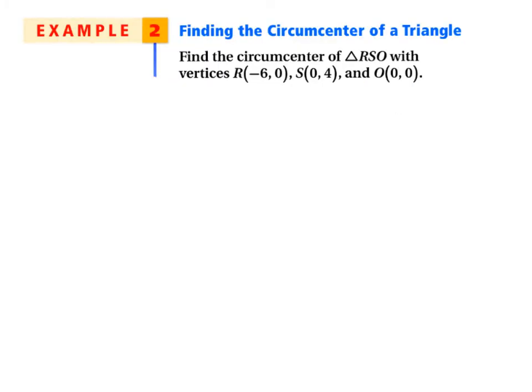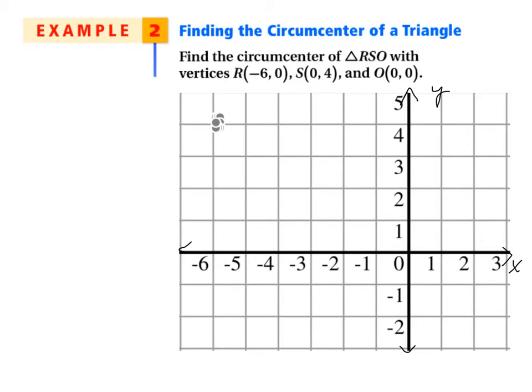Example number 2, finding the circumcenter of the triangle. I want to find the circumcenter of triangle RSO with vertices, and they give you the vertices. Well, step 1 is going to be graphing the triangle. So if we graph them, negative 6, 0, that's R, 0, 4 is S, and 0, 0 is O.